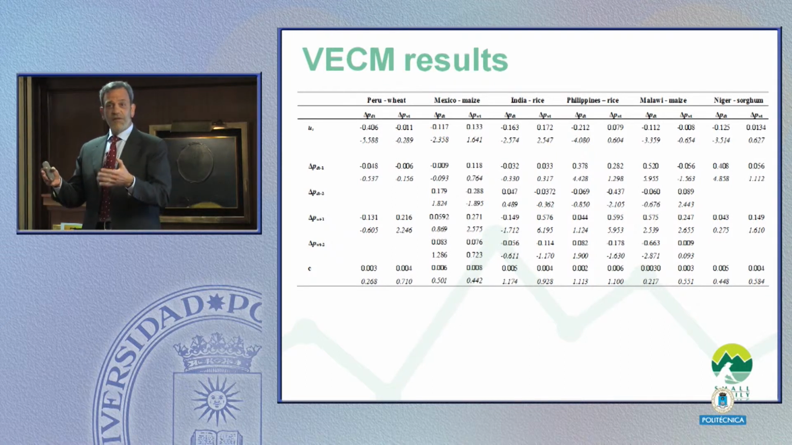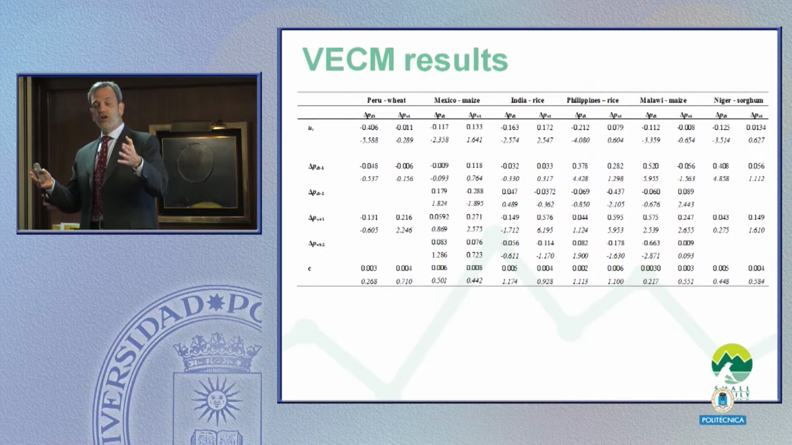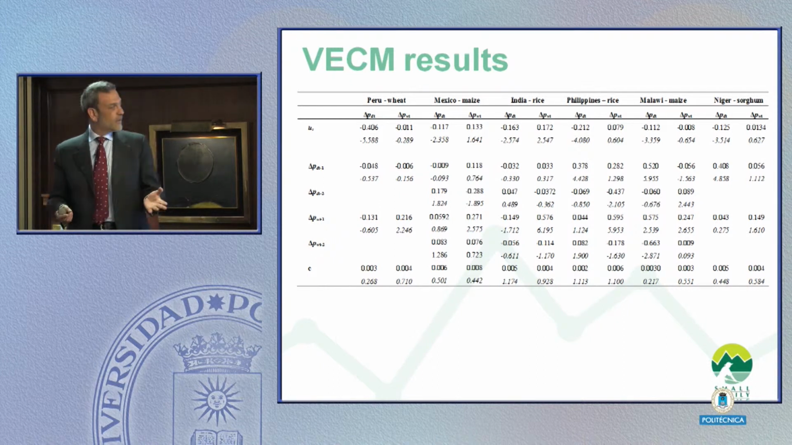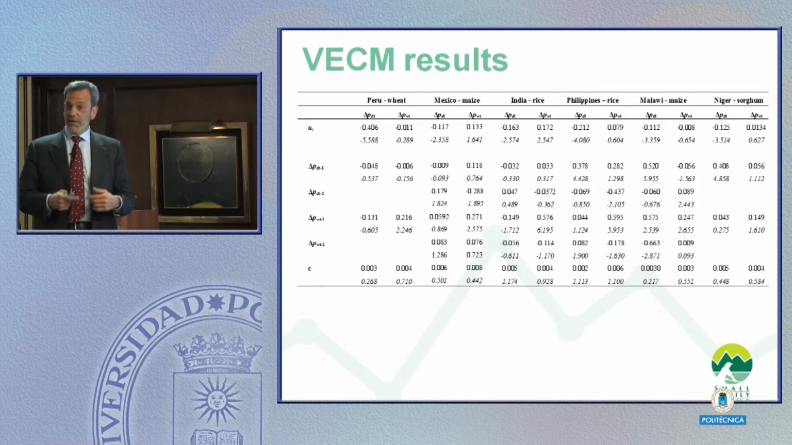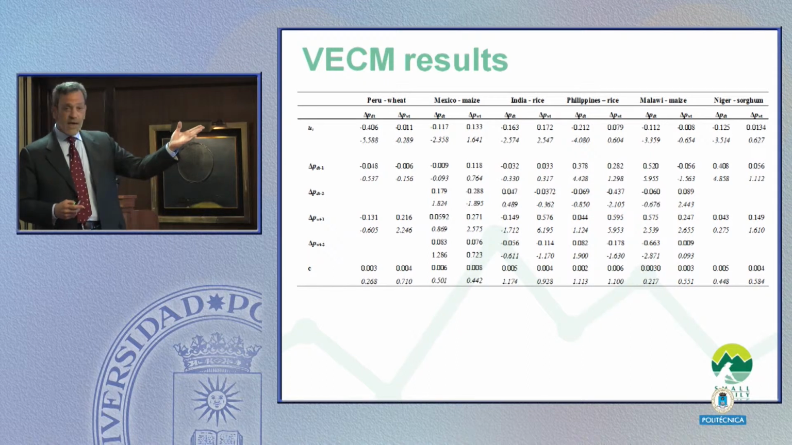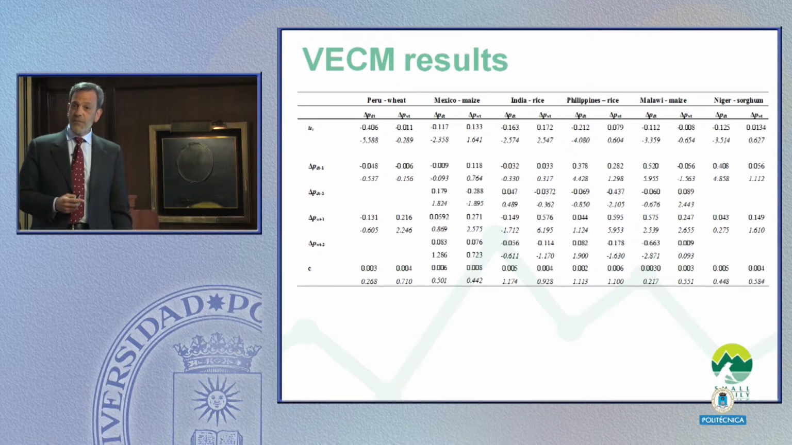But if the price of Mexico diverges, this divergence is corrected by 11% each month. That's very slow. If you go to India, it is 16% each month. This is the price of rice. But India also determines the world price because it's a big producer. In Malawi, it's the same thing, 11% per month, the correction back to the long-run equilibrium. These are quite slow rates, even for Africa.